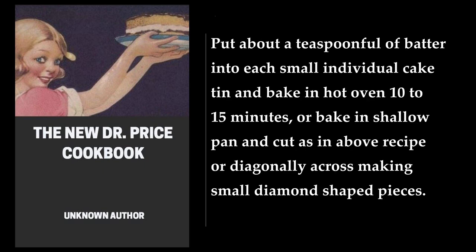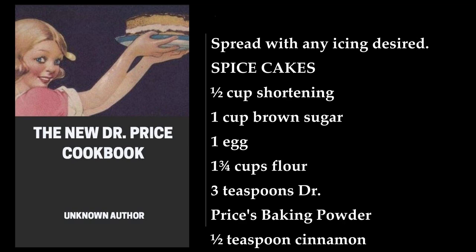Put about a teaspoonful of batter into each small individual cake tin and bake in hot oven 10 to 15 minutes, or bake in shallow pan and cut as in above recipe or diagonally across making small diamond-shaped pieces. Spread with any icing desired. Spice cakes. 1/2 a cup shortening. 1 cup brown sugar. 1 egg.